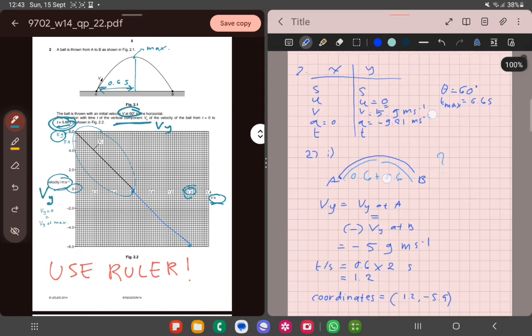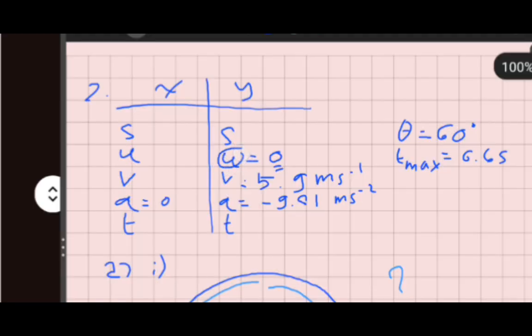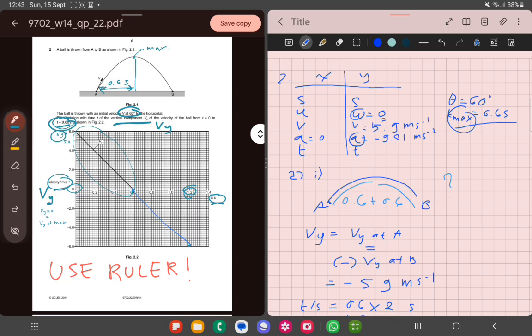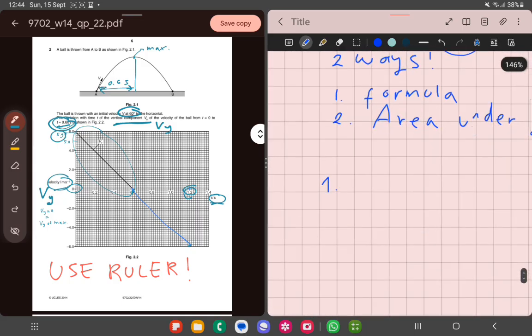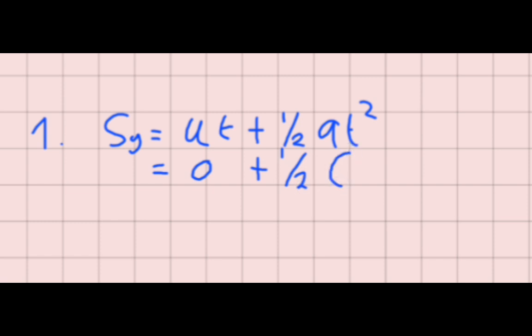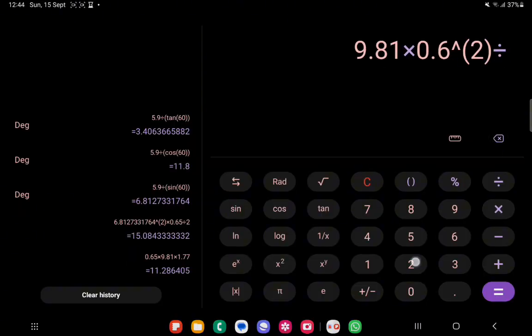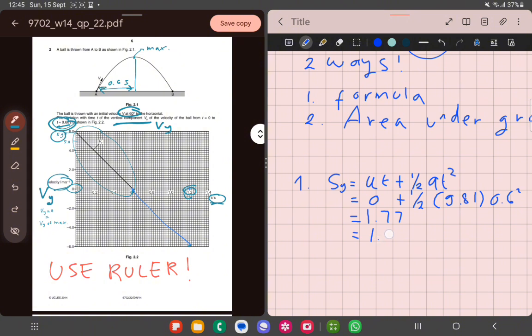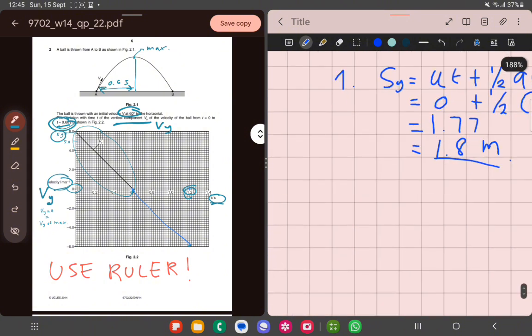To use the formula, we need to find the variables that we know. We know the u, we know the a, and we know the t. And here, as we need the maximum height, we use the time when it reaches the maximum height. So here, the variables that will be used are s, u, t, and a. So we can use the s = ut + ½at² formula. Now let's just substitute the values here and put them into the calculator. Now the result is 1.77, and we need to make it 1.8 because we need two significant figures.